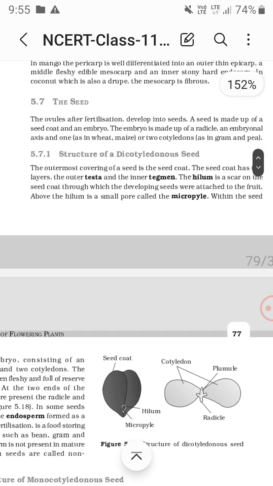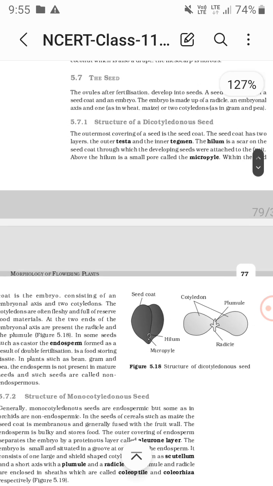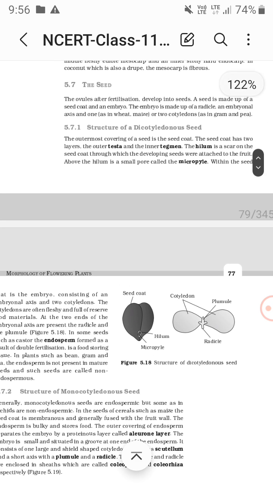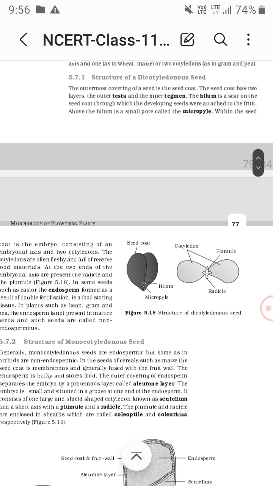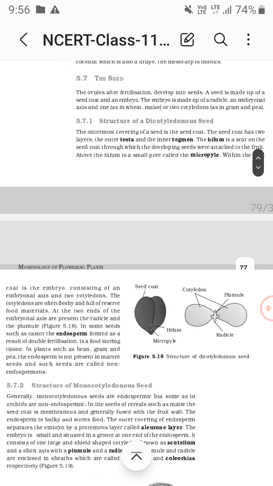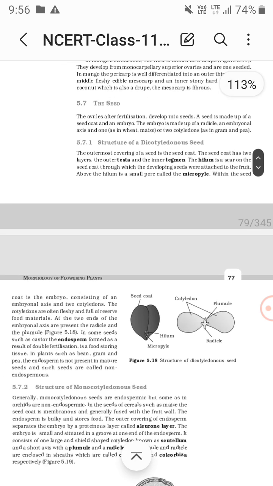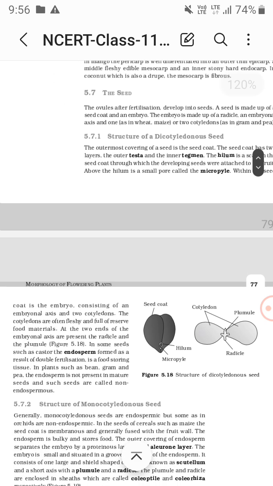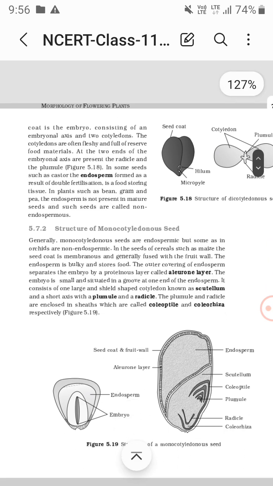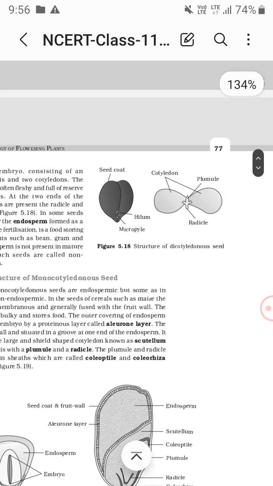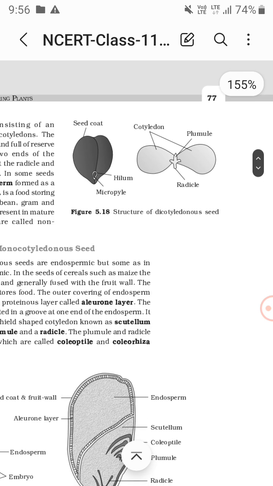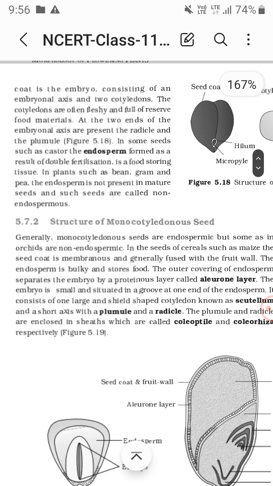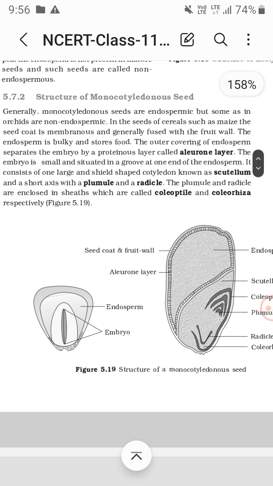Then seed, there are two types of seeds, dicot and monocot. In the structure of a dicot seed, showing testa, tegmen, the hilum is a scar. There is the micropyle above the hilum. So the hilum is a scar, and above that there is the micropyle. Seeds can have endosperm. Now the structure of a dicot seed showing seed coat, hilum. Above that there is the micropyle. Then plumule, radicle, cotyledon. Now the structure of a monocot seed showing the aleurone layer.